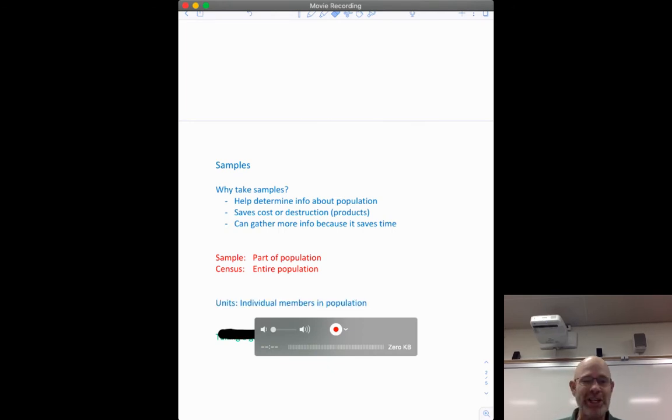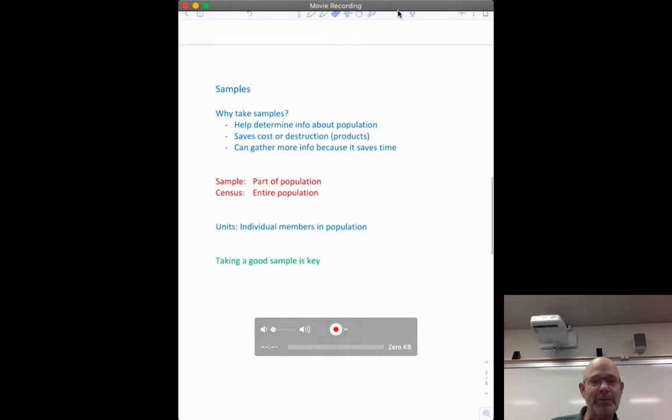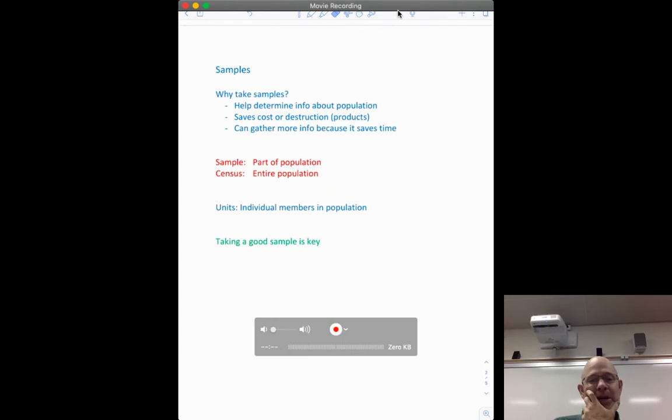You're going to hear this word units a little bit in this course. Units are the individual members of the population, so we sample the units. Typically, they're just people. But the population doesn't have to be everyone. The population might be just Mountain View High School or something like that. So those units are those people just in Mountain View High School. And what we're going to talk about today is that none of this is going to matter if we don't take a good sample. Taking a good sample is really key to everything we're going to do in this class. And we're going to talk today and through the chapter about exactly what that means.